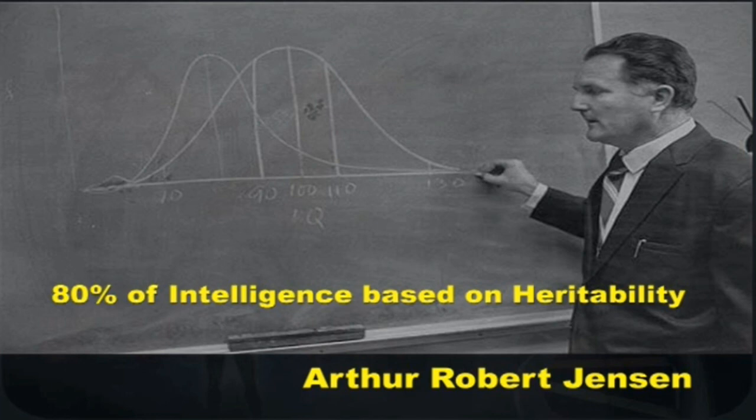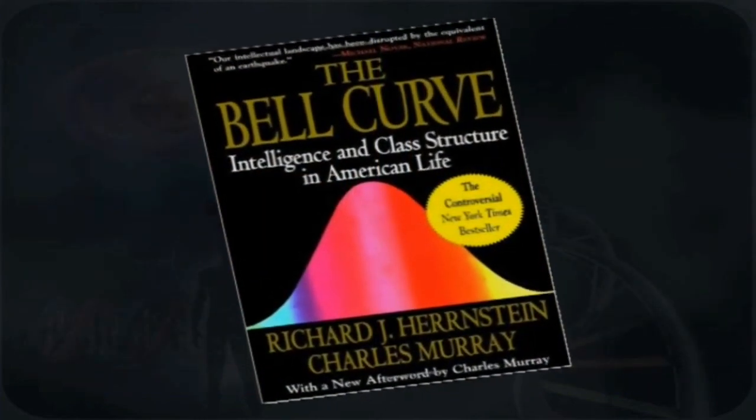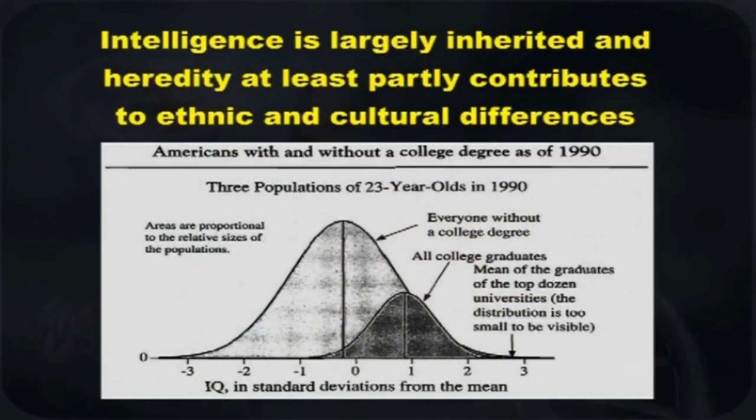In the 1990s, researchers Richard Herrnstein and Charles Murray created a similar controversy with their book, The Bell Curve. They also suggested that intelligence is largely inherited and that heredity at least partly contributes to ethnic and cultural differences.